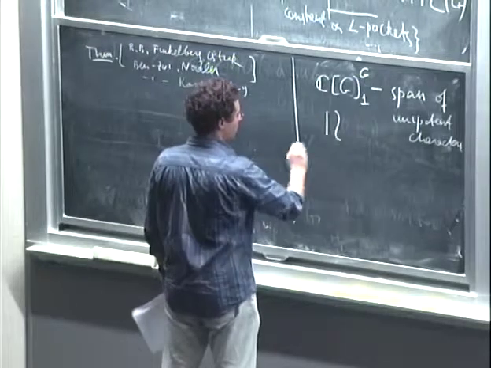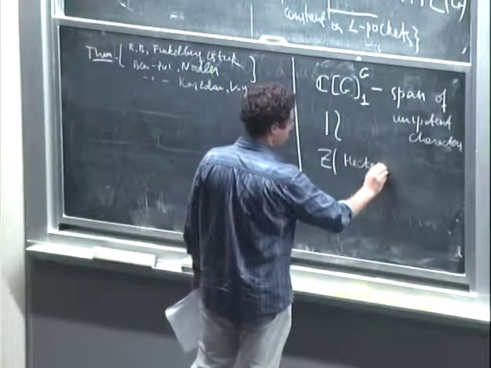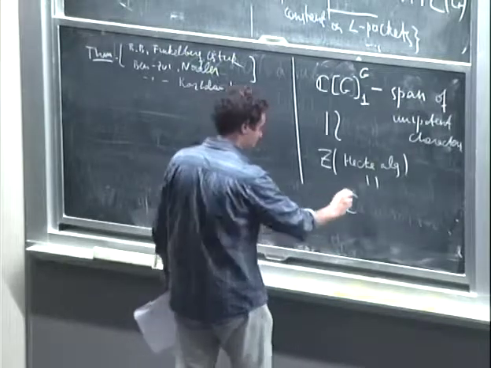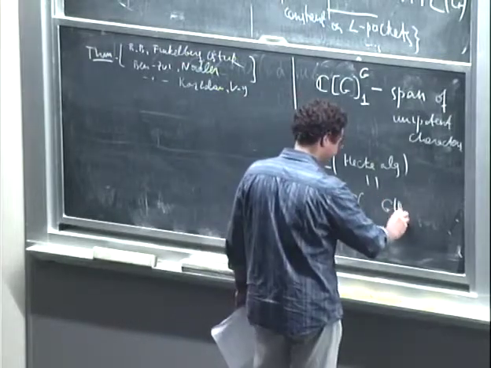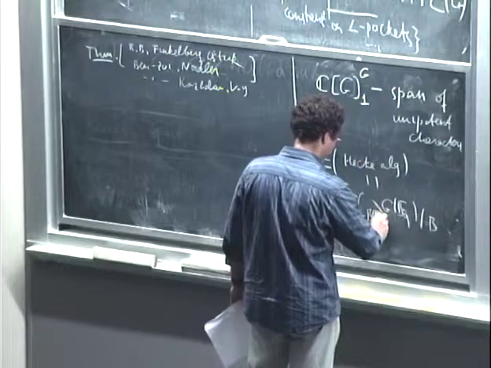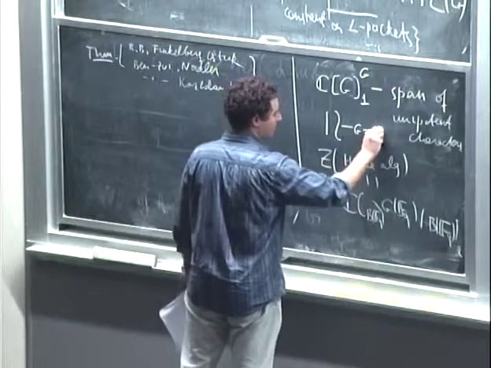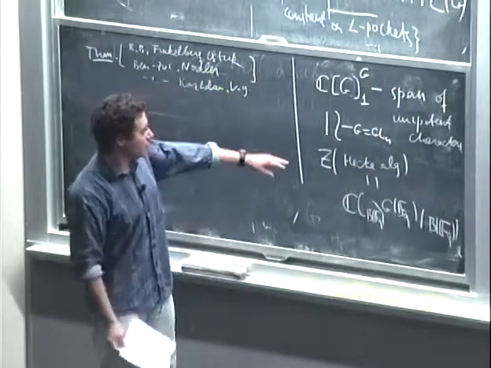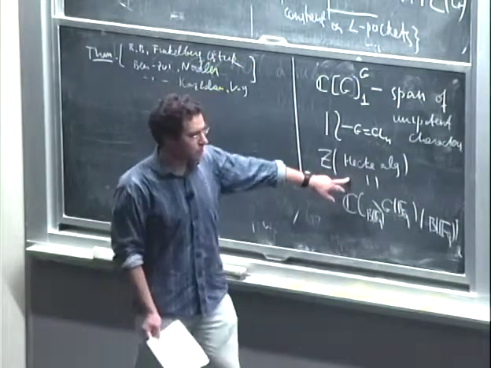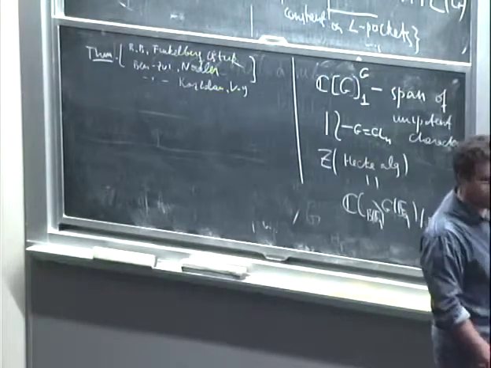Then this space is naturally isomorphic to the center of the Hecke algebra, which is by definition the... So this is something which is true for G equal to GLN, but not true in general. In general, this has the dimension of the number of irreducible representations of the Weyl group, which is the same as the cardinality of this set. Dimension of this is the cardinality of this set. Okay.